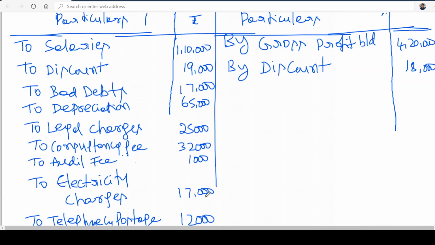₹4,38,000. Then from this we shall deduct: 4,38,000 minus 1,10,000, minus 19,000, minus 17,000, minus 65,000, minus 25,000, minus 32,000, minus 1,000, minus 17,000, minus 12,000.